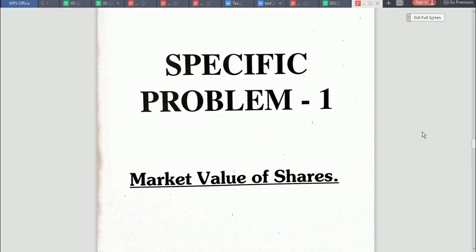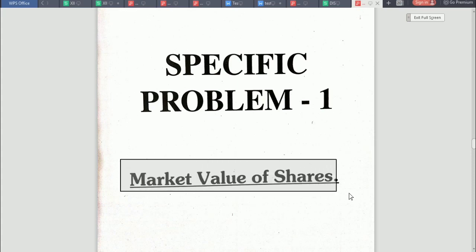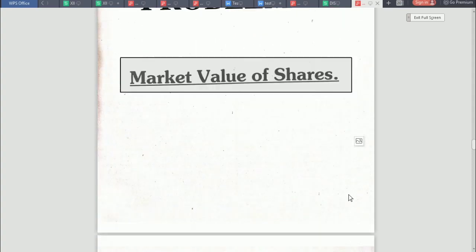Let us now understand the specific problem of market value of shares, in which every student will be given 5 companies and he or she will have to collect the information of market value of the shares of these 5 companies and prepare the tables and the graphs and charts and observation and conclusion. So how to calculate the market value of share, how to collect the data, let's understand.